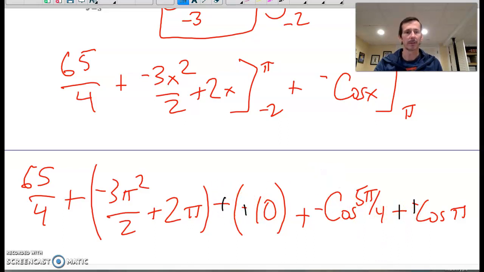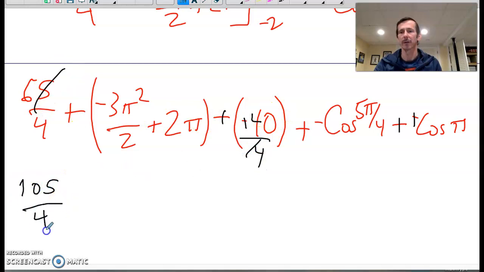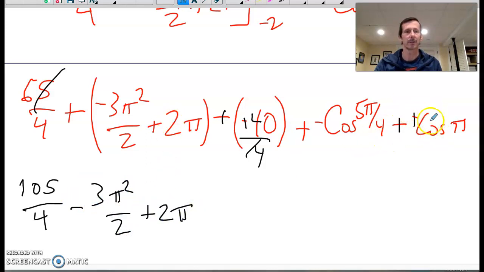And so I can already make my answer a little bit better here, because this 10 plus this 65/4, we already know this was 40/4 from before. So these two guys are already at 105 over 4. This -3 pi squared over 2, this plus 2 pi. And now I've got my trigs. Well, cosine of pi, we've already sort of looked at this. Cosine of pi is, here's pi. Those coordinates are -1, 0. So cosine of pi is -1.